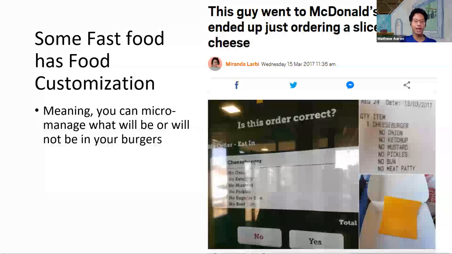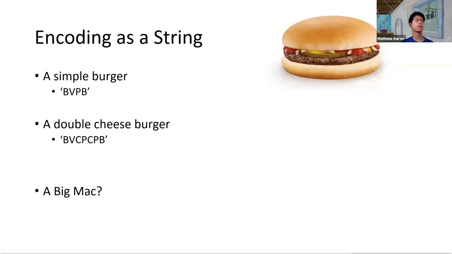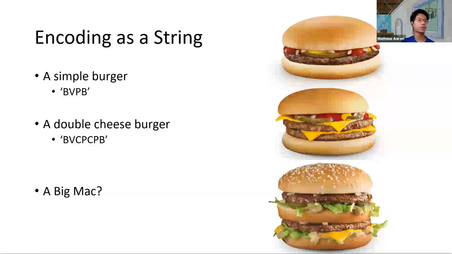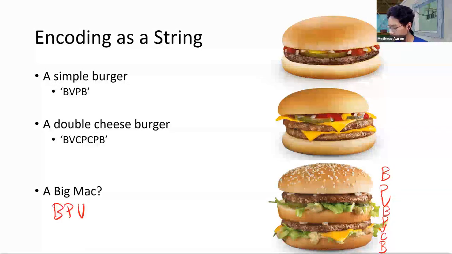So in our imaginary restaurant, we can do some burger customization where every ingredient is represented by a letter, where B stands for a piece of bun, C is cheese, P is for patty, and so on. And then every burger is represented by a string. Beefy BB is a simple burger. A double cheeseburger is a beefy CBCB. A Big Mac would be, if you can see here, a bun, patty, veggie, bun, patty, veggie, cheese, bun. Let's see if that's correct. Yep. So that would be a bun, patty, veggie, cheese burger.